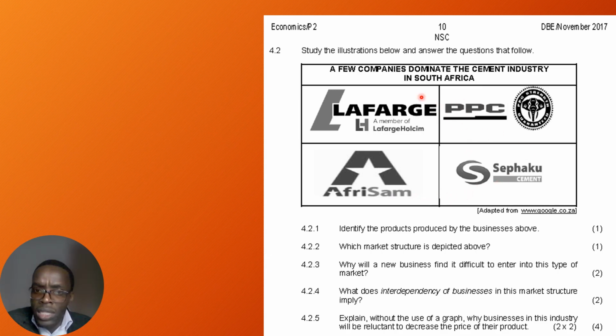And if you look at this, we are told a few companies dominate the cement industry in South Africa. So this one is a cement industry. All these companies are responsible for the production of cement. Now in question 4.2.1, it reads, identify the products produced by the businesses above. So the product that is produced is what is called cement. Even if you check here, it's already written for you, cement industry. So it means these are the ones responsible for the production of cement in our country. So it's cement, that's one mark for you there.